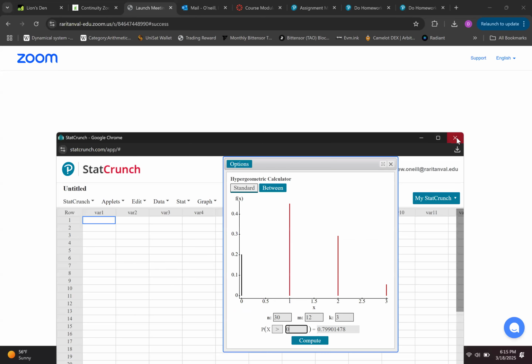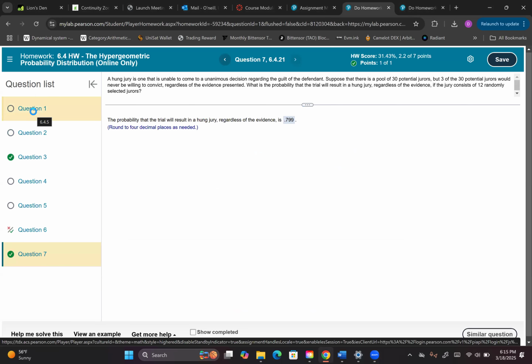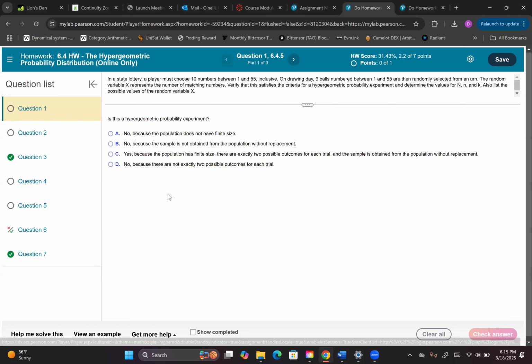Let's just jump in. Like I said, this is the last bit of chapter 6. It's called the hypergeometric probability distribution. That's probably the scariest thing you've ever seen, but don't worry, it's not too bad. We're only going to need to know one formula, and that's how to calculate the mean. Essentially, what we're looking for are things that we don't want.